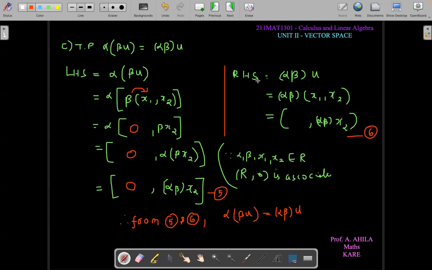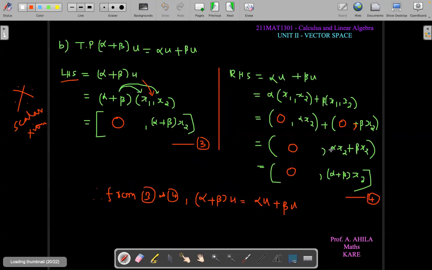Now consider the right hand side, alpha beta into u. Alpha beta into, instead of u, put x1 comma x2. Now we make scalar multiplication. When we multiply, the first ordinate goes 0. Second one, alpha beta into x2. So look into the two equations, 5 and 6. They are same. Therefore, from 5 and 6, alpha into beta u equal to alpha beta into u. Now, the three conditions satisfied.